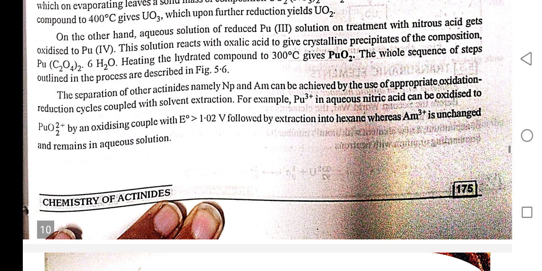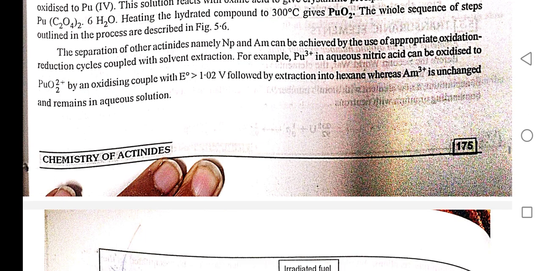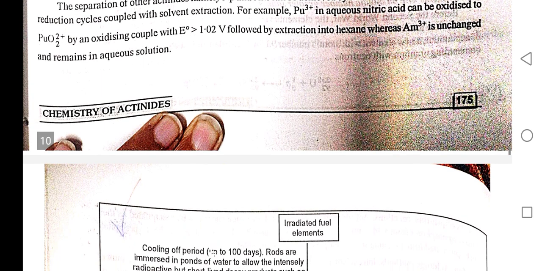The separation of other actinides, namely Np and Am, can be achieved by the use of appropriate oxidation-reduction cyclic couples with solvent extraction. For example, Pu3 positive in aqueous nitric acid can be oxidized to PuO2 positive by an oxidizing couple with E0 greater than 1.02 volt, followed by extraction into hexane, where Am3 positive is uncharged and remains in aqueous solution.